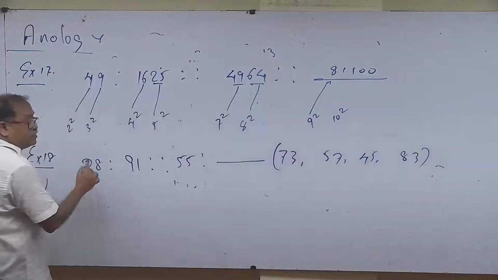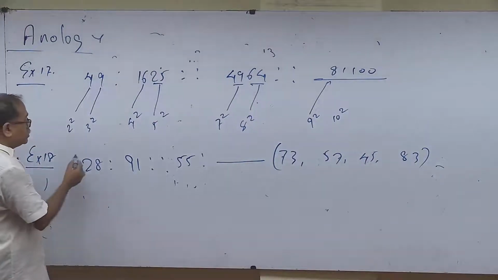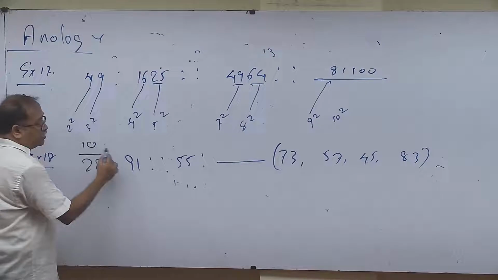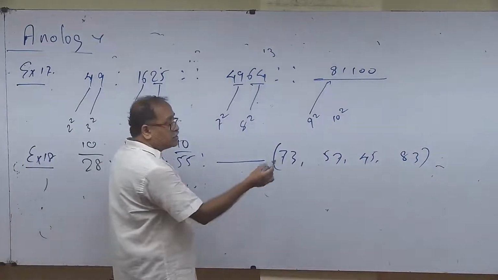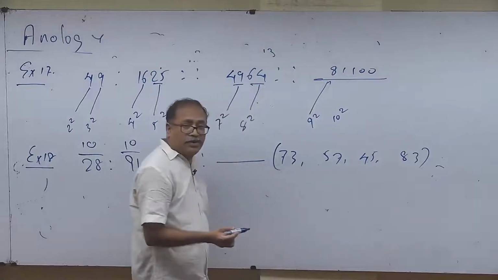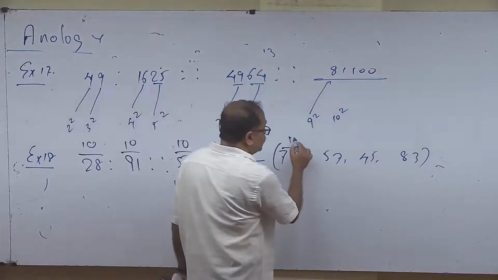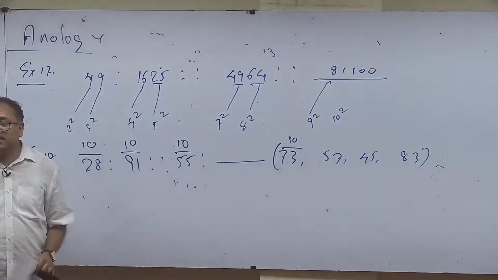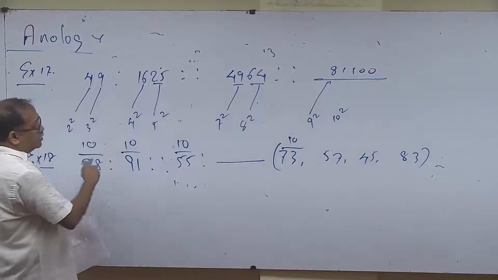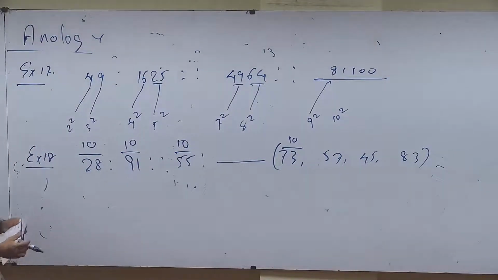2 plus 8, 10. Sum of the digits. See the diversity in the logic. So here it is 10 and here it is 10. Here too it is 10. So is there any option where the sum of the digits is 10? So that satisfies over here, sum of the digits is 10. So you just have to keep your mind open. Sometimes you find that similarity, then that could be the answer.